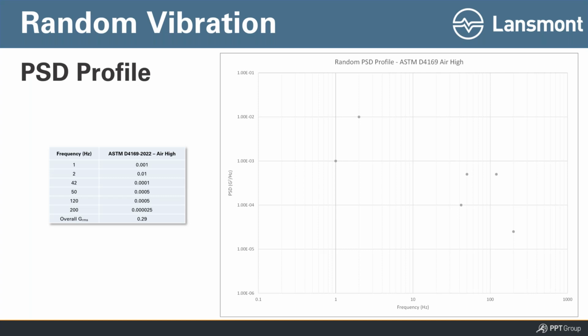That is a frequency versus PSD plot on the right-hand side. And if I plot all 6 of those points, there they are. Not very exciting, but that's how we start by creating our test profiles on our vibration controllers. Basically what we do is we connect the dots from those breakpoints, and there's our PSD curve. The shape of that curve has a test intensity associated with it. In this case, the GRMS for that test intensity is 0.29 GRMS.